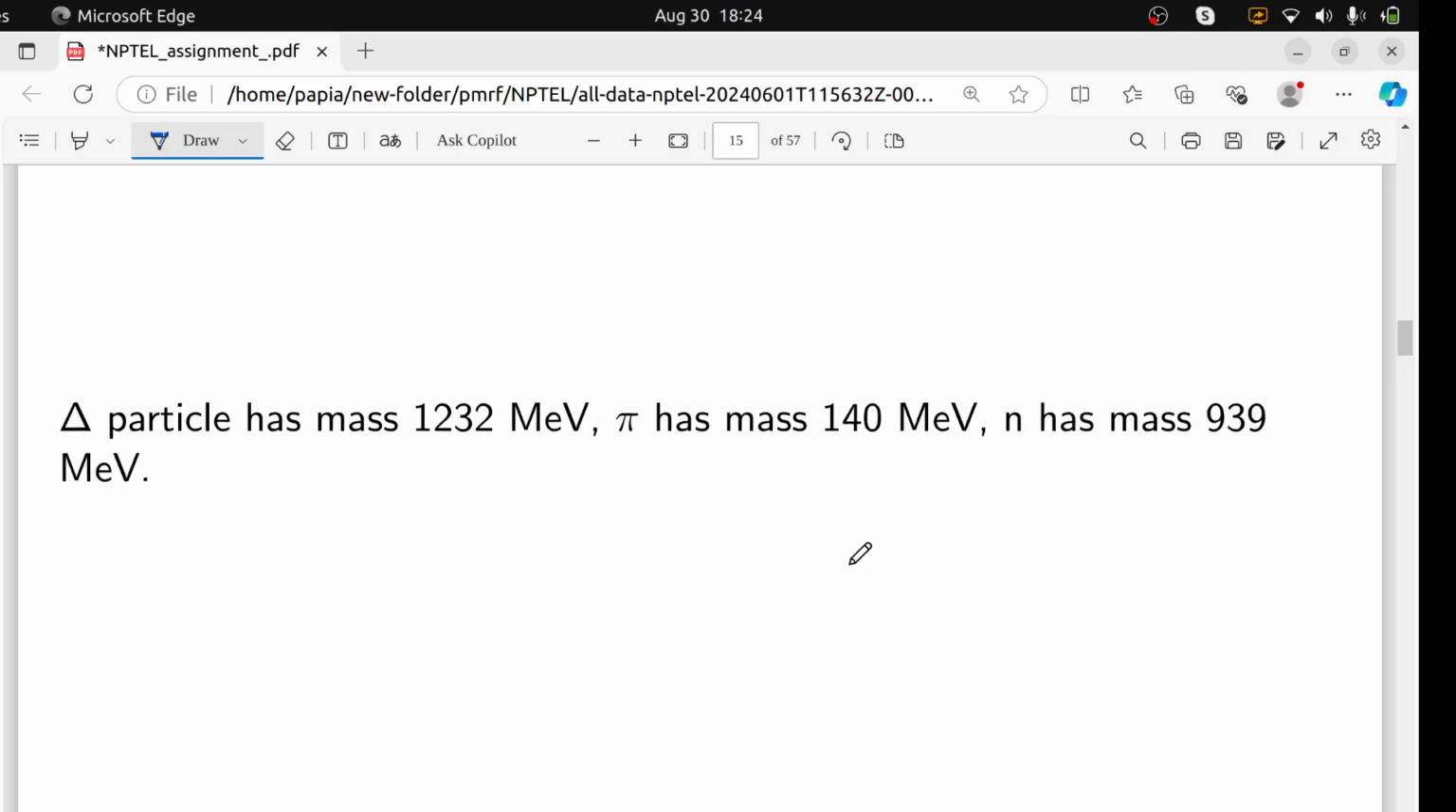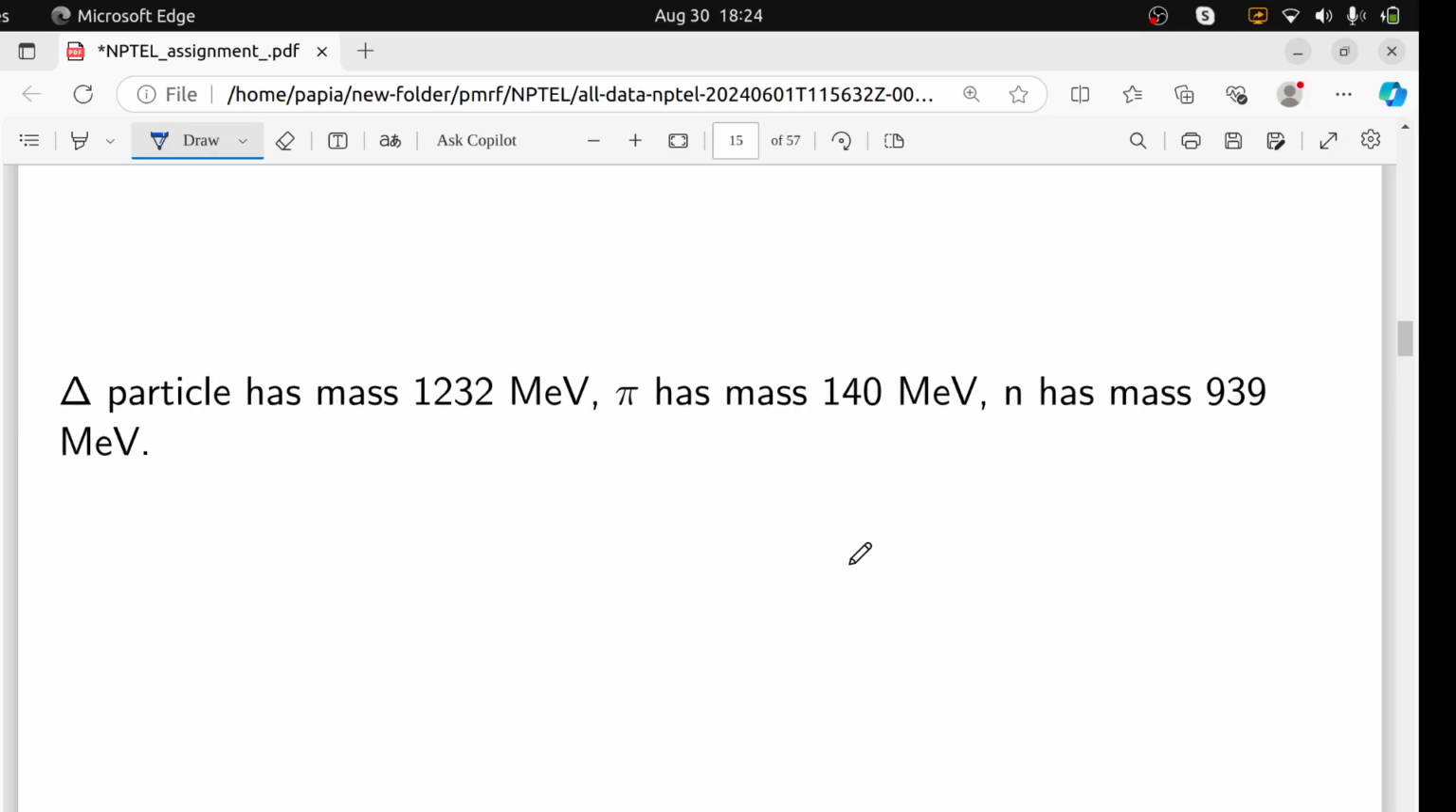This one I have written here, but we will talk later for this case. Just try to remember that the delta particle has a mass of 1232 MeV, pi has a mass of 140 MeV, and neutron has a mass of 939 MeV. Why have I written this here? Just to remember that energy conservation should hold in any nuclear reaction.